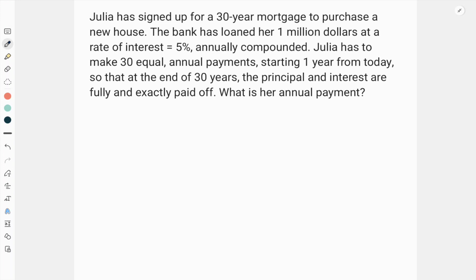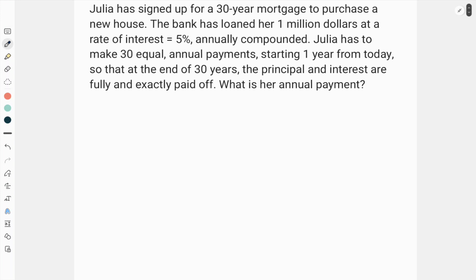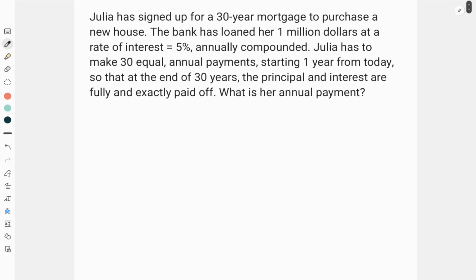Well, let's read this problem and then we'll talk about some of the complications here. It is not a simple straight compound interest problem. There are some nuances to it, and all this can be solved, but we have to set up the problem correctly. So let's read the problem first.